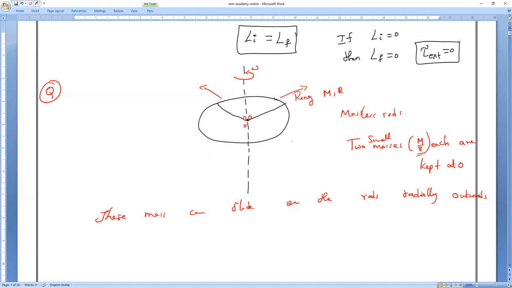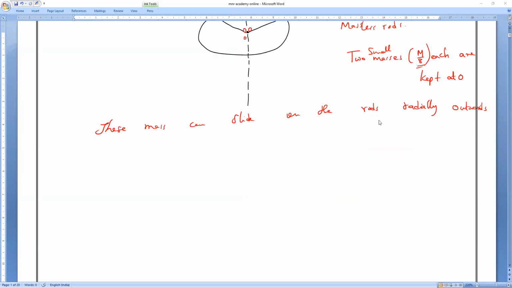Initially it is at rest, so the initial angular momentum is how much? If it is at rest, the initial angular momentum is 0. Are you clear? So if it is at rest, the initial angular momentum is 0 only. Now observe very carefully, all of you. These masses can slide on the rods radially outwards.